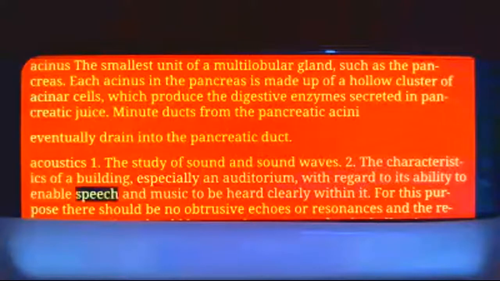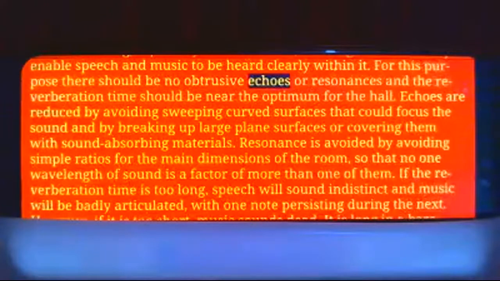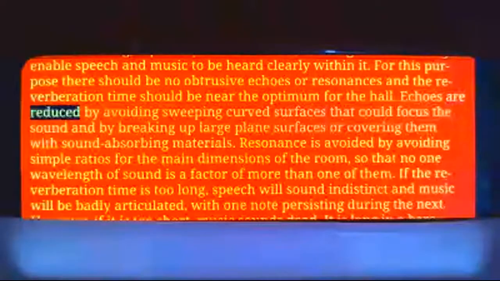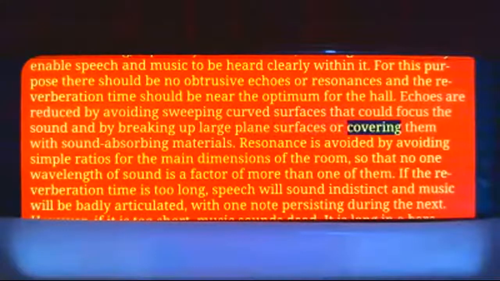Acoustics of a building: its ability to enable speech and music to be heard clearly within it. For this purpose, there should be no obtrusive echoes or resonances, and the reverberation time should be near the optimum for the hall. Echoes are reduced by avoiding sweeping curved surfaces that could focus the sound and by breaking up large plane surfaces or covering them with sound-absorbing materials. Resonance is avoided by avoiding simple ratios for the main dimensions of the room, so that no one wavelength of sound is a factor of more than one of them.